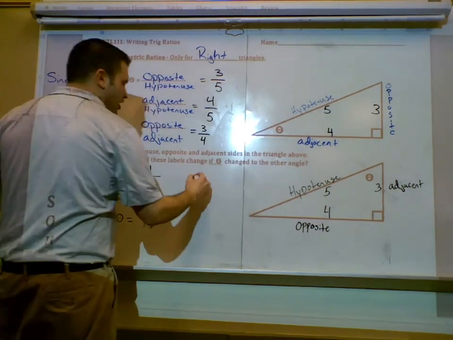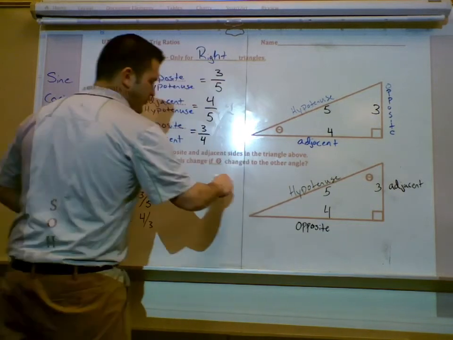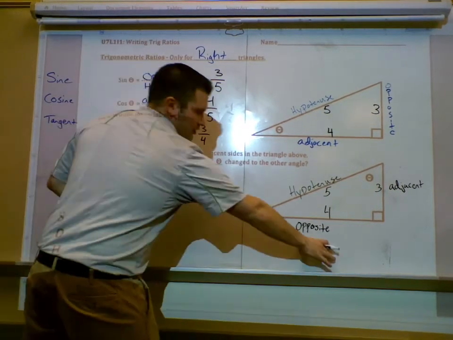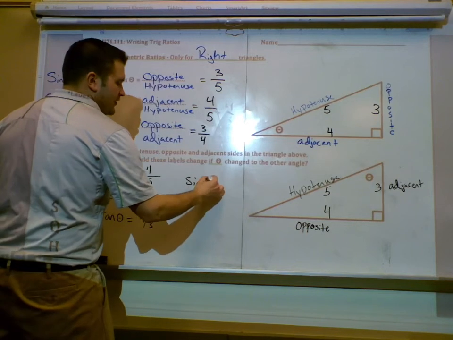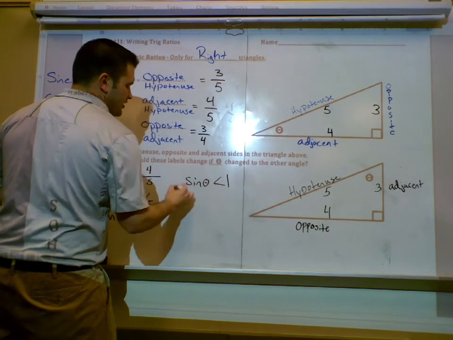So regardless, you can write down here underneath the triangle if you don't have room right here. If you don't have room right here, write it over here, that's fine. Sine of theta will always be less than 1.